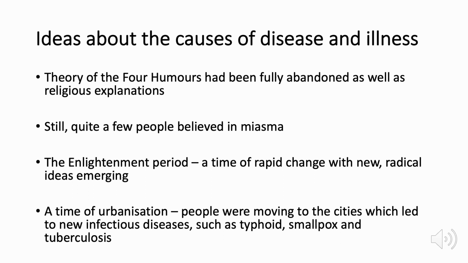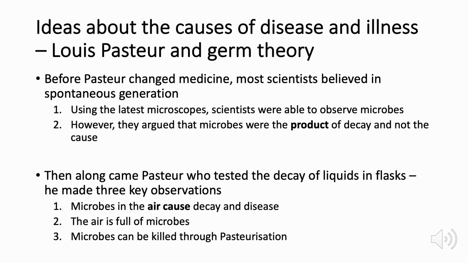So the Enlightenment period can be summarized as a time of rapid change with new radical ideas emerging, and that's something that we see in medicine for sure. There was also a time of urbanization, so that means people were moving to the cities in huge numbers, which leads to the spread of new infectious diseases such as typhoid, smallpox, tuberculosis. That's all a product of this rapid urbanization, because a lot of people are living in close, confined areas, so they're spreading illness. So the first person we need to think about is Louis Pasteur and germ theory.